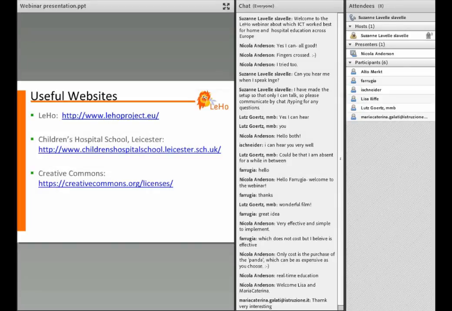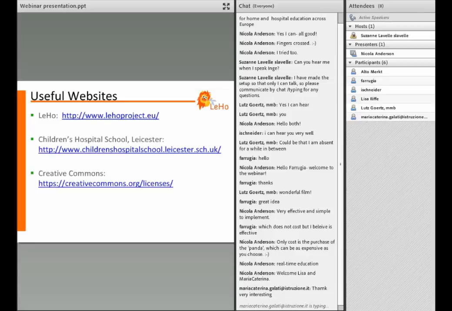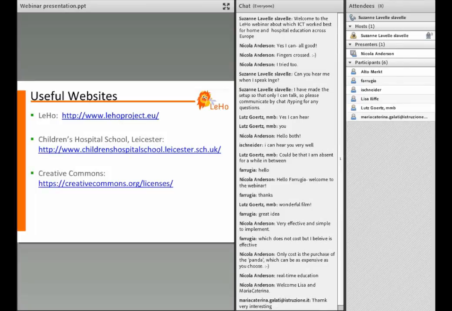So here are a couple of useful websites. Obviously the LEHO project one. I put the Children's Hospital School Leicester up there if you wanted to know a bit more about what happens at our school. We have a very informative website and even have a virtual tour of the school.